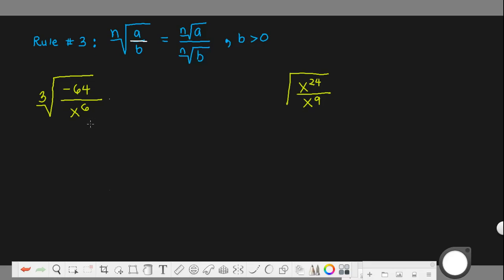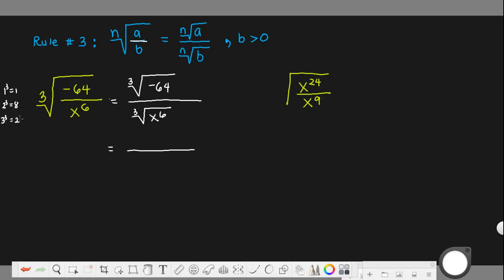Cube root of negative 64 over x raised to 6. Okay, apply natin yung third rule natin. Cube root of negative 64 and then cube root of x raised to 6. Pwede pa nating i-simplify yan, no? So, I think 64 is a perfect cube number. So, why? 1 cube is 1, 2 cube is 8, 3 cube is 27, 4 cube is 64. Okay? 64 is a perfect cube number. So, pwede natin siyang isulat as cube root of negative muna sa labas times 4 cube. Since 4 cube is 64, 64 times negative is negative 64.